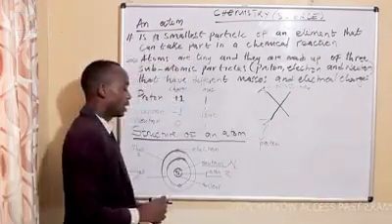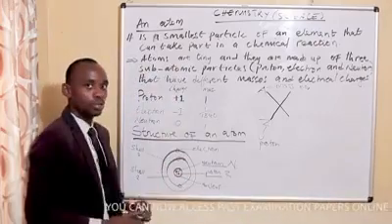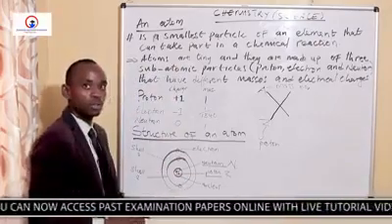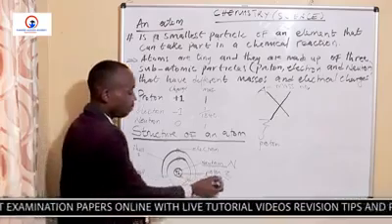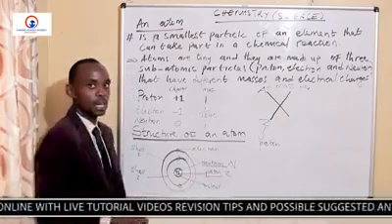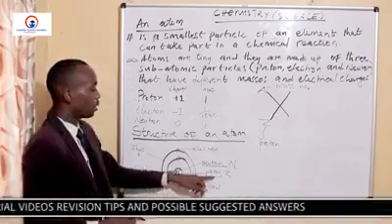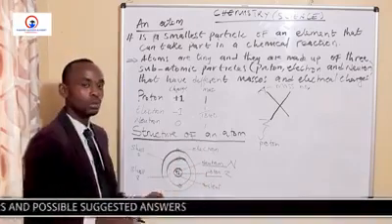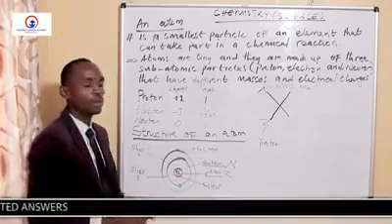What we need to understand is that an atom is neutral. This means that an atom has no charge. Therefore, the number of protons and the number of electrons are equal. If the number of protons is 2, this simply means the number of electrons is also going to be 2.